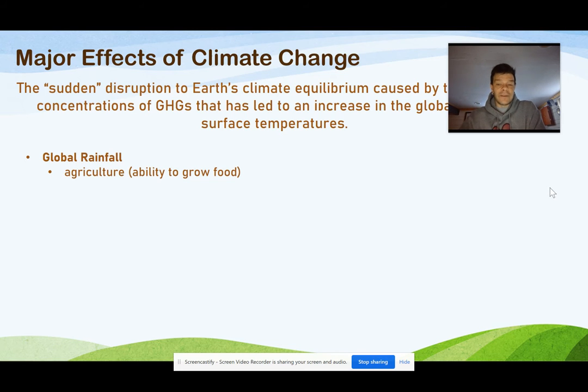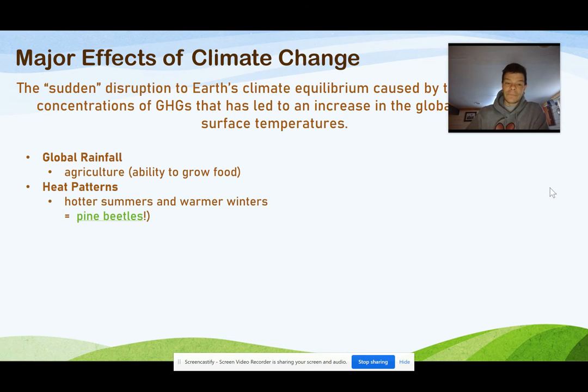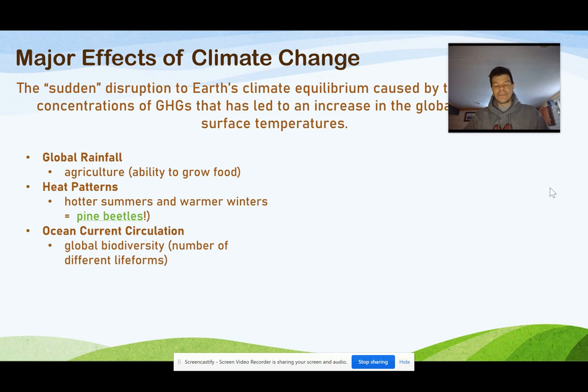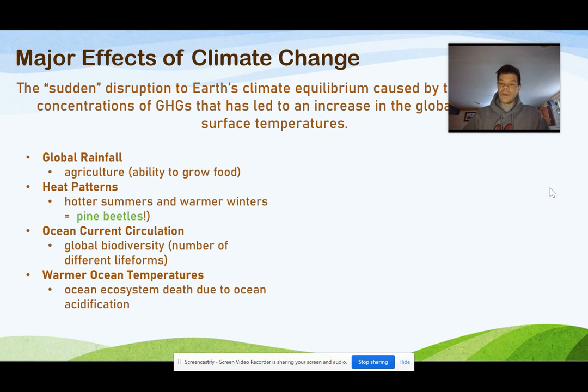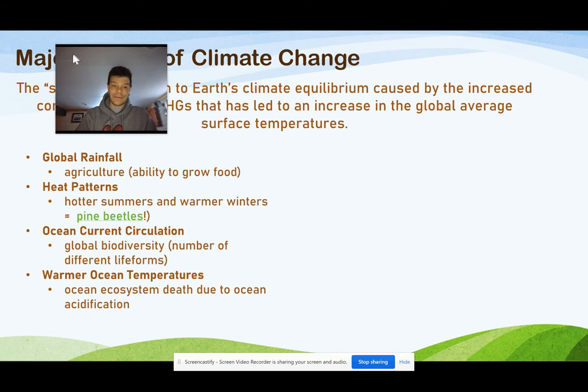Global rainfall is affected. When we affect global rainfall, we affect the ability to grow food for the entire planet. When we have hotter summers and warmer winters, we have things such as pine beetles, which we have talked about. The ocean currents, okay, when they start circulating at a different rate and a different pace and at different depths, we have a different level of biodiversity. We have warmer oceans, we have more acidic oceans, and that leads to ocean ecosystem death.